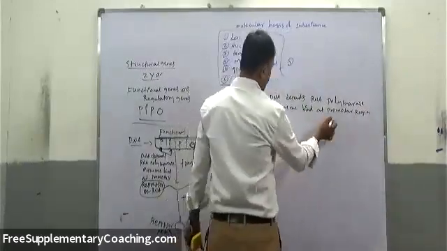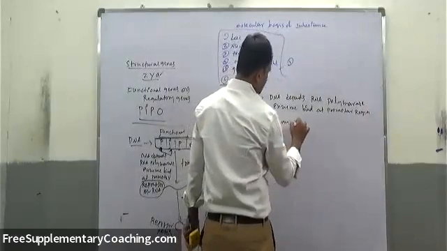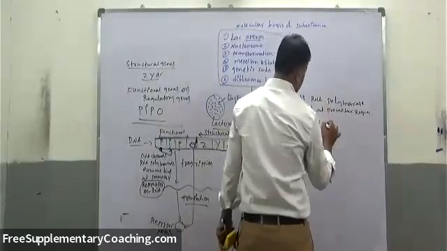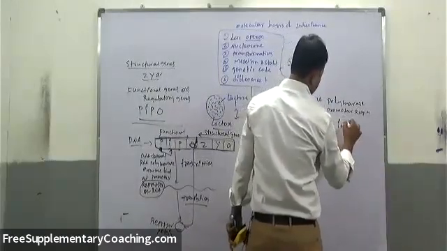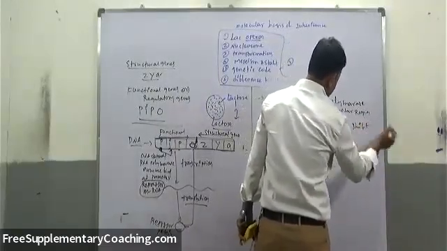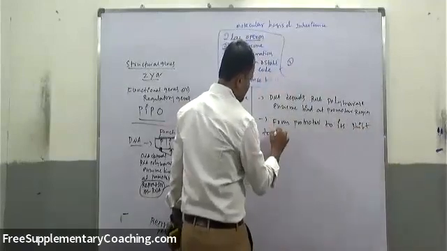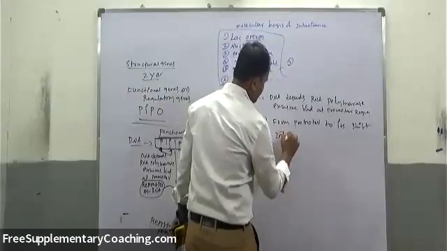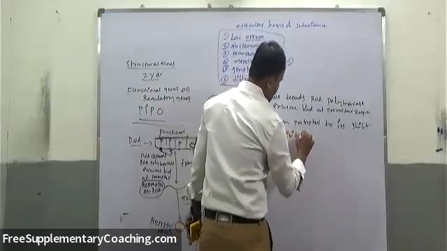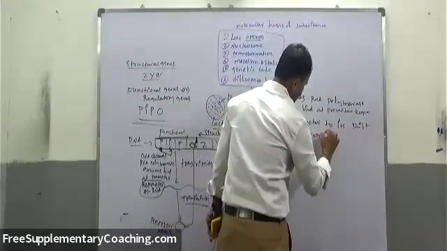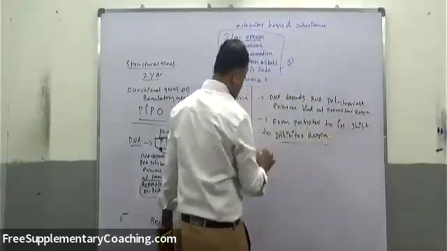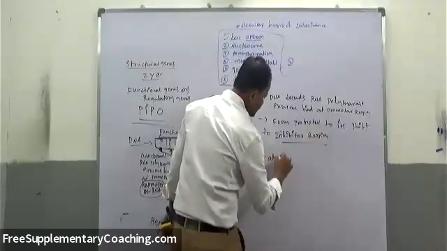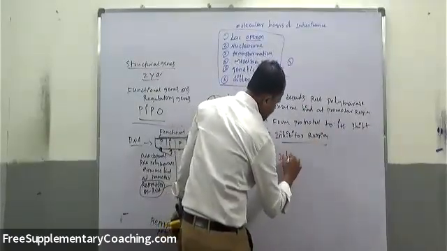Now from the promoter, it shifts to the operator region. Sorry, not operator, inhibitor region. It shifts to the inhibitor region. Now at the inhibitor, what happened?